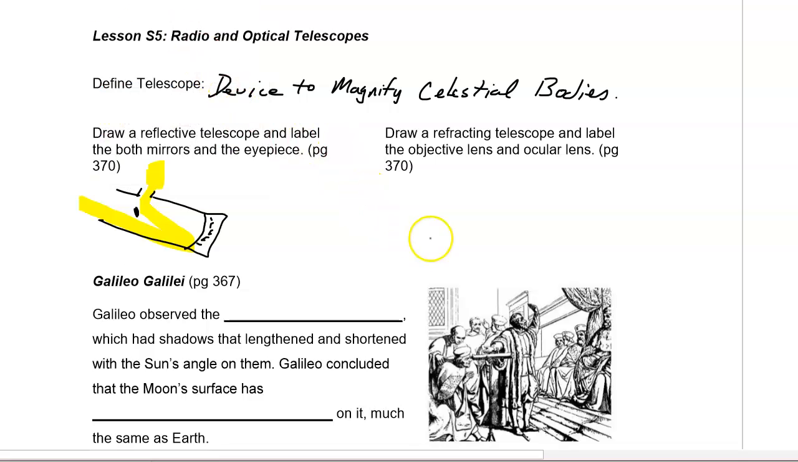Second one is the refractive, which is basically going to have two lenses working together in one big long tube. Now Galileo was the first one. Actually before we do that, page 370 is a good place for you to go if you want better diagrams of these.